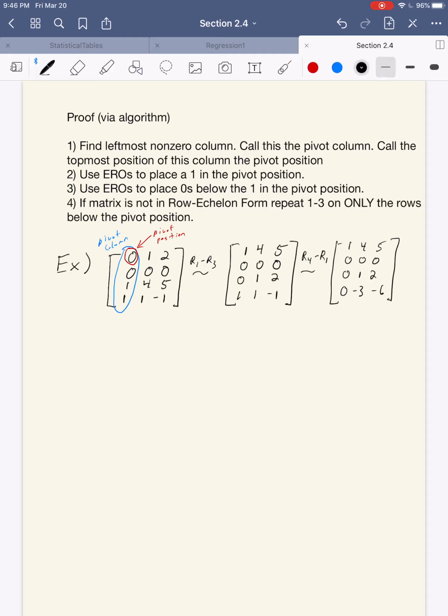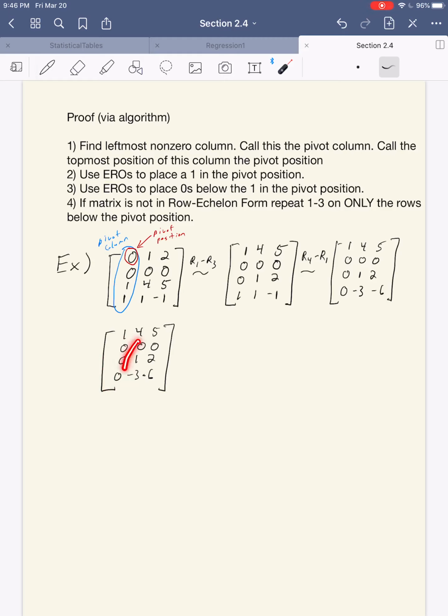So let's sort of rewrite that. I'm not going to do any operations. I'm just going to rewrite it so we can do our identification. 1, 4, 5. 0, 0, 0. 0, 1, 2. 0, negative 3, negative 6. All right, like we said, we're ignoring this row here. So now look for that first non-zero column. Remember, you're ignoring that top row though. So this is a 0 column to us.